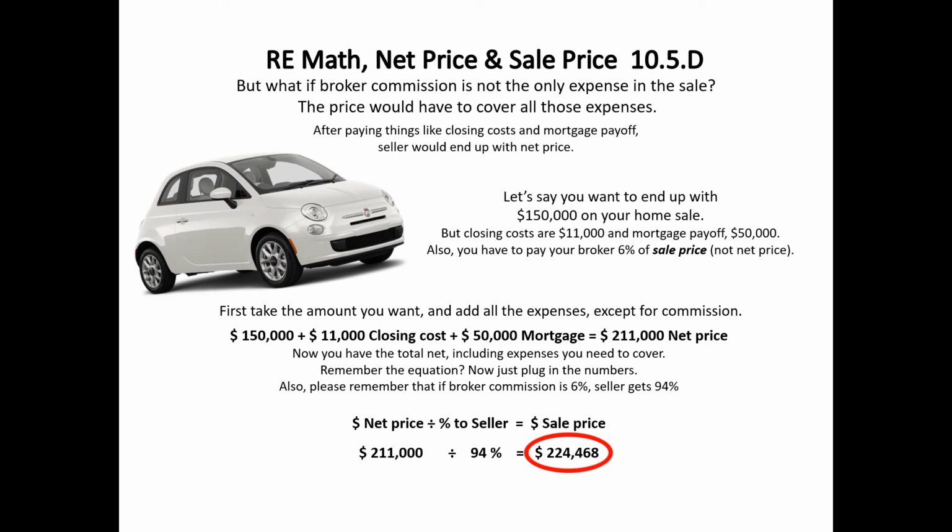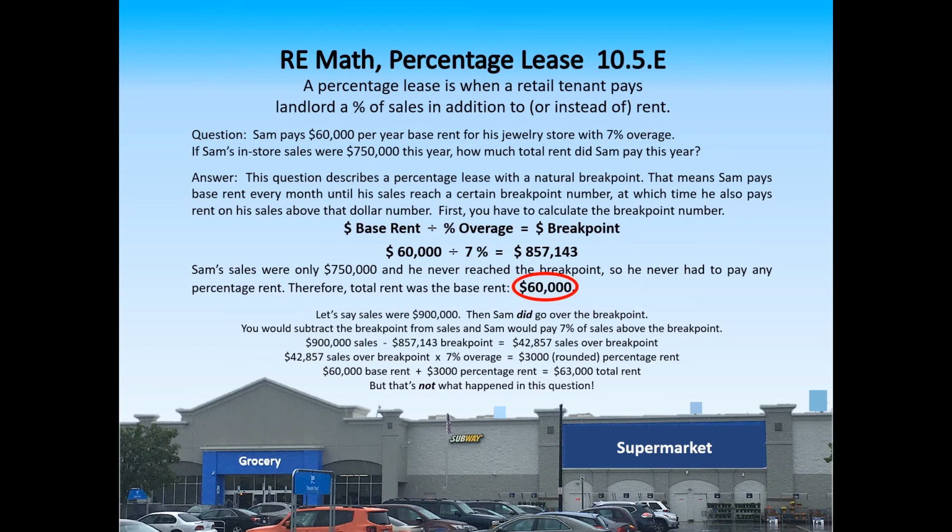Now, remember the equation? Just plug in the numbers. Also, please remember that if broker commission is 6%, the seller, who's you in this story, gets 94%. So you take the net price, which is $211,000, because remember we added the expenses on top of the final net price, divided by 94% to the seller, and we discover that the sale price is going to have to be $224,468.